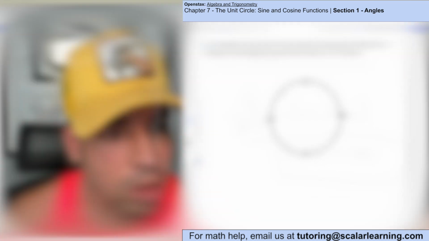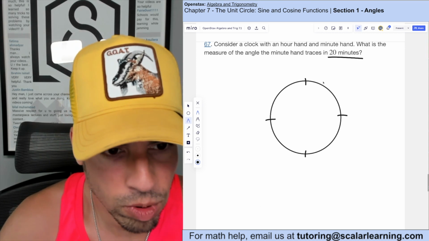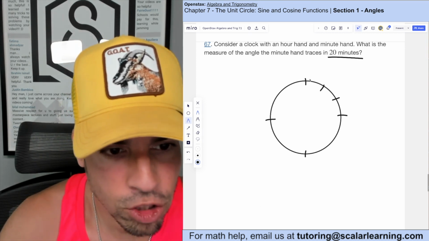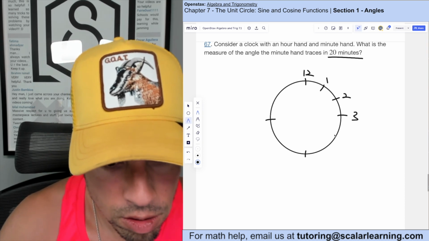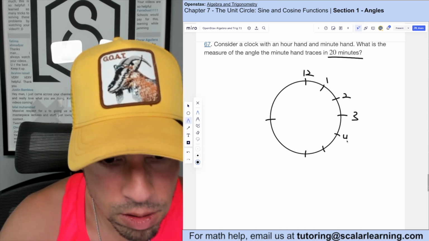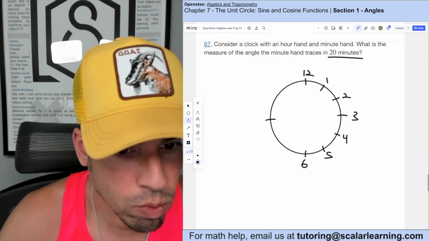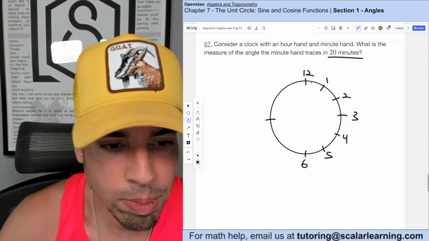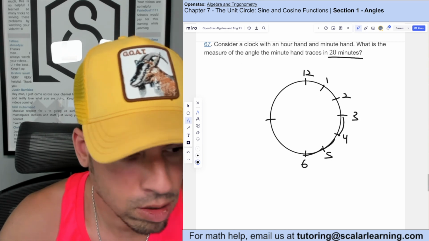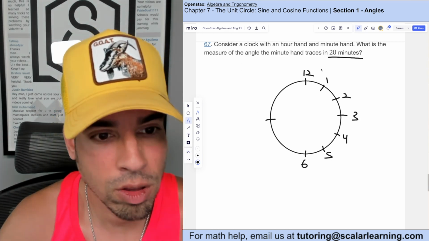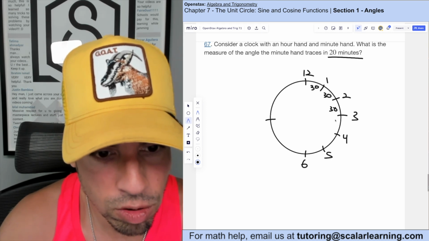Boom, done. So this question asks, how far does the minute hand travel in 20 minutes in terms of degrees? So if we look at a clock, right, this is just a quick drawing. That's 12, that's 1, that's 2, that's 3, that is 4, 5, like this. So you can see, of course, this is 180 degrees, 360 is going all the way around, right? And so what does this split up into? If this is 180 and it's split up into 6 pieces, 180 divided by 6 is 30. So each one of these little sections is 30 degrees, 30 degrees, 30 degrees, right?